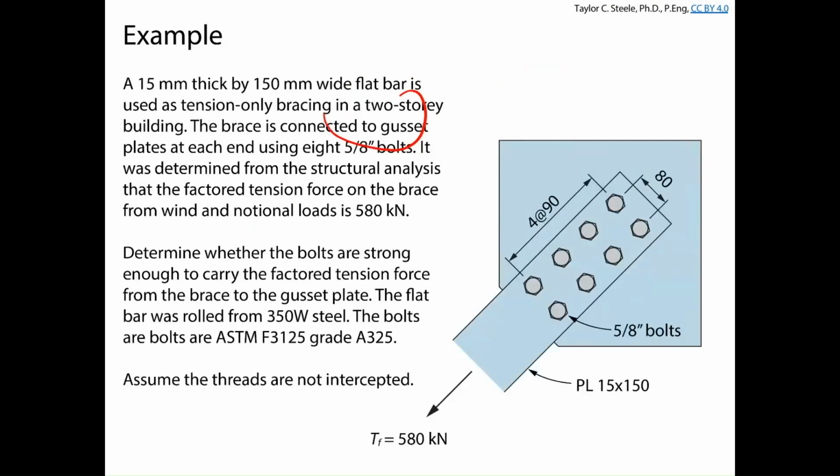So, a quick example here just to demonstrate some of the stuff that we've talked about. It's the same example that we went through on day 1 of tension members. Back to the original staggered bolt arrangement, we want to determine whether or not the eight 5/8 inch bolts are strong enough to carry this 580 kilonewtons from the exit plate. We're going to be assuming that the bolts are ASTM F3125 grade A325 bolts. Are the bolts strong enough in shear and in bearing to carry this kind of force from the tension member into the gusset?